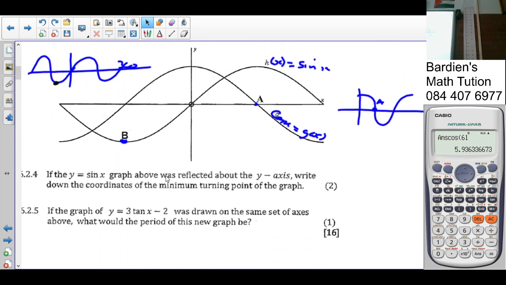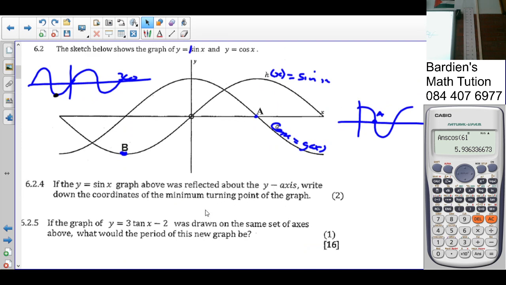Next question. If the y equals sine x graph above was reflected about the y-axis, what's the rule for something reflected in the y-axis? X becomes negative. Write down the coordinates of the minimum turning point of the graph.